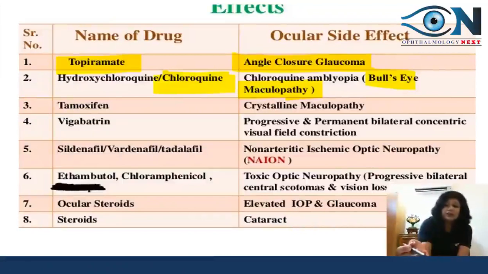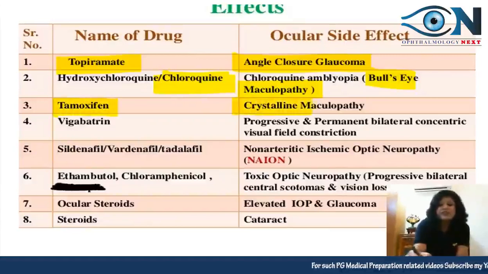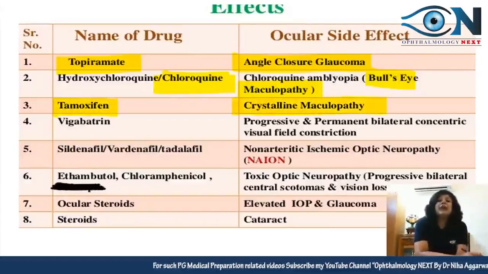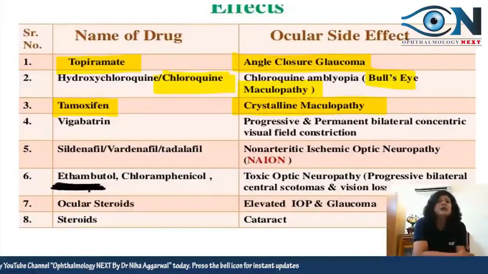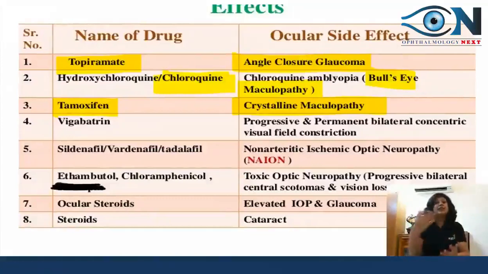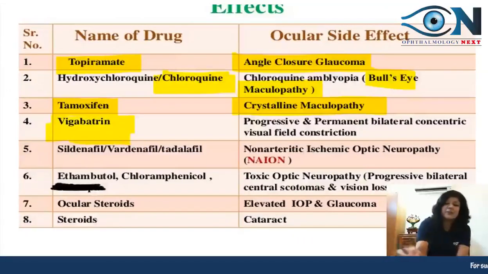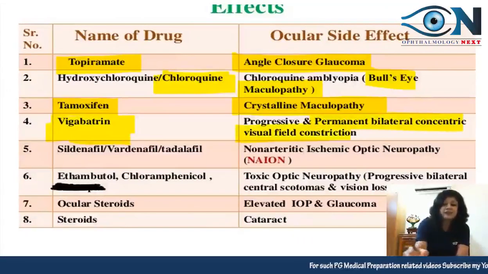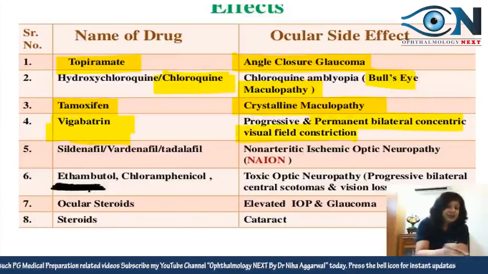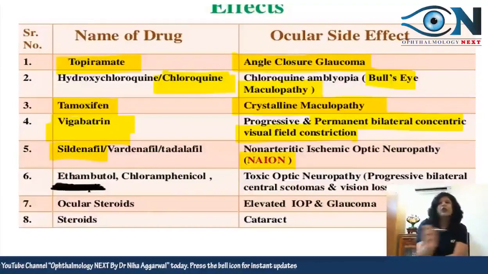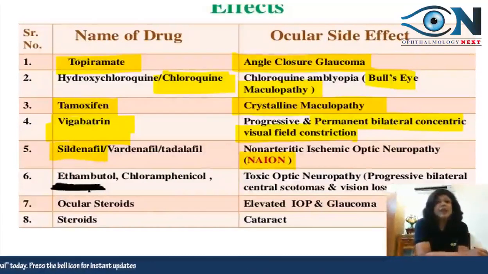Then comes tamoxifen. Remember that tamoxifen is responsible for a crystalline kind of maculopathy, and very soon we will be having an off the rewind series related to these ocular complications of the drugs, and there I'll be discussing everything in great detail. Then see this, the drug that has been asked this time, vigabatrin, permanent bilateral concentric visual field constriction. Then sildenafil, because so many people are taking it for infertility. This is actually causing non-arteritic kind of ischemic optic neuropathy.